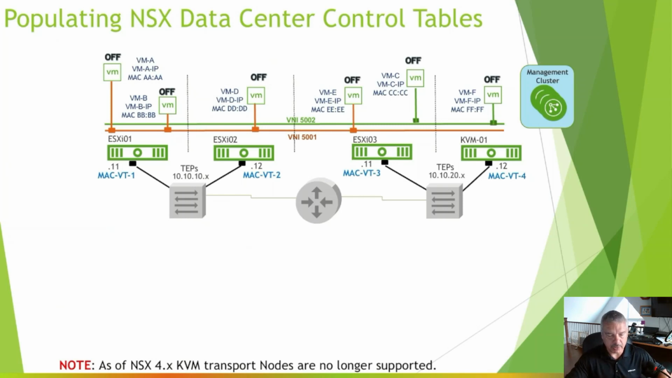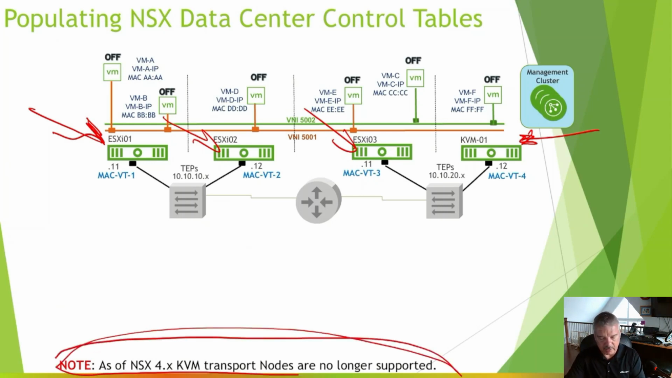So when we look at this picture here, first of all, you'll see I got a bunch of transport nodes. I got host 1, host 2, host 3. I even threw in a KVM host over here. Now, a little disclaimer, as of 4.x, KVM transport nodes are not supported anymore. So I'll be modifying this slide, but just for completeness, for anybody playing with anything pre-NSX4, this would be a valid drawing, okay?